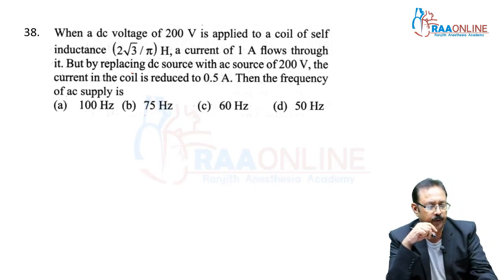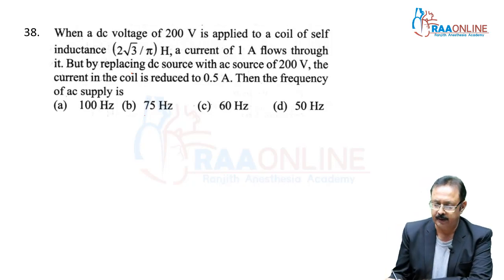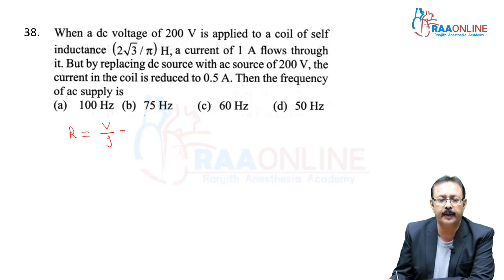So what we were doing initially, we are applying only a DC source. DC source means only resistance will be active. So what is the value of R? V upon I. What voltage you apply? 200 volt. What current you got? 1 ampere. So by Ohm's law, we get resistance value 200 ohm.